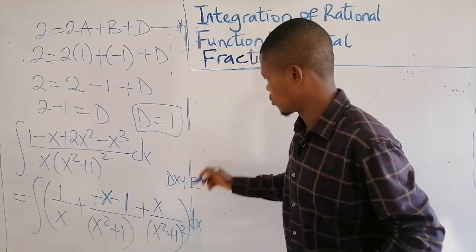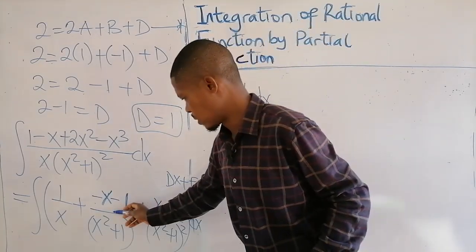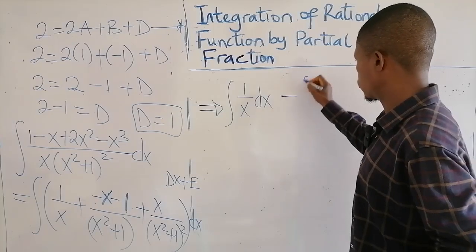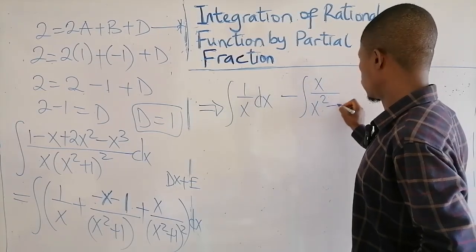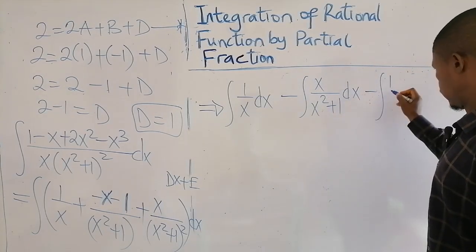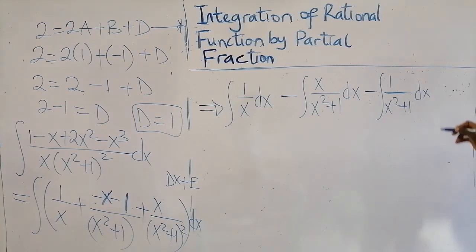This expression is equal to the integral of 1 over this, dx. This one, you can split into 2, and that will be equal to minus x over x squared plus 1 dx, and then minus 1 integral of 1 over x squared plus 1 dx. Okay, then the final one, plus integral of this over x squared plus 1 all squared.